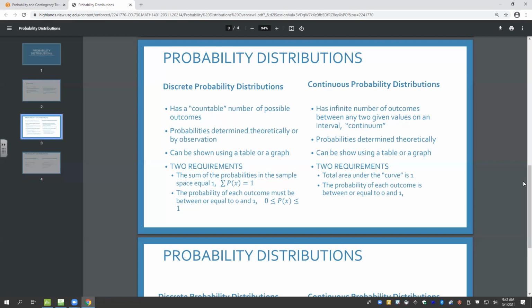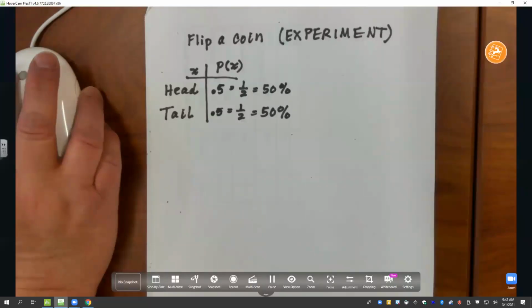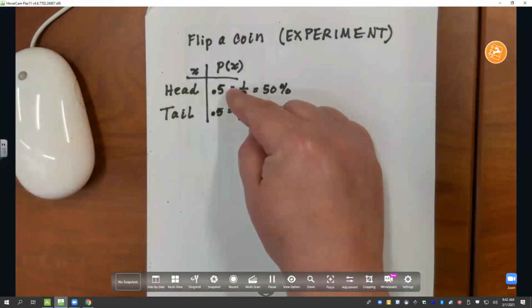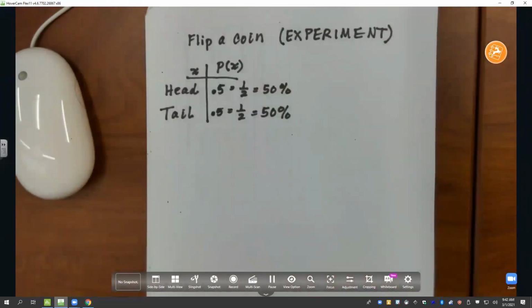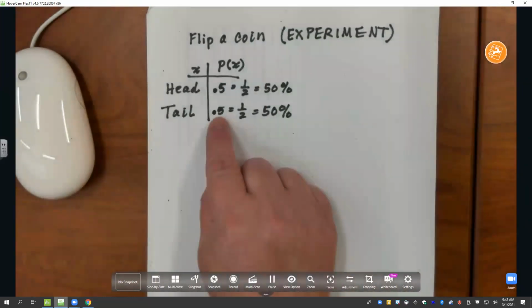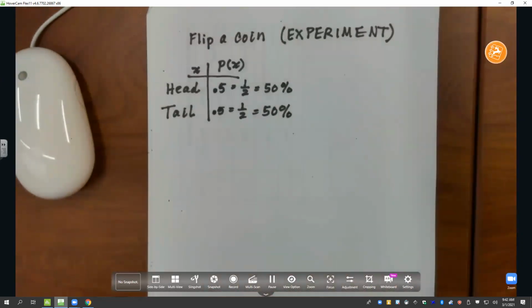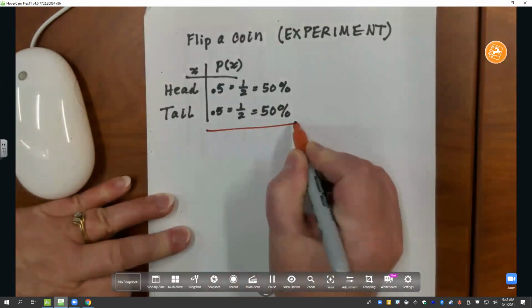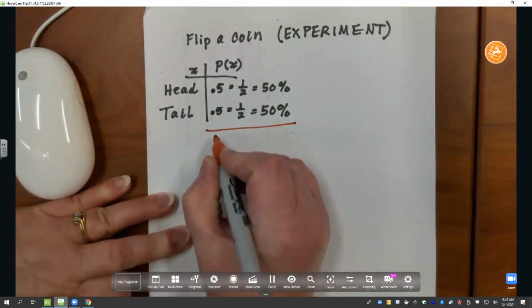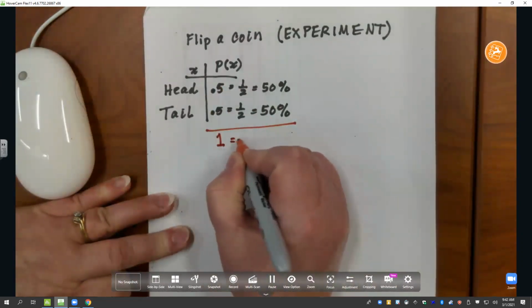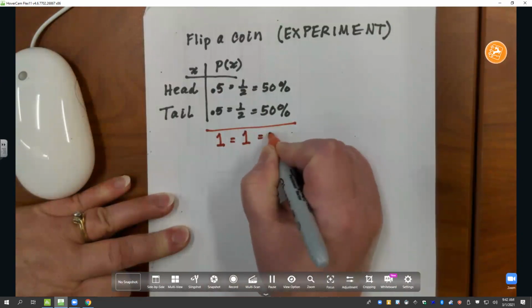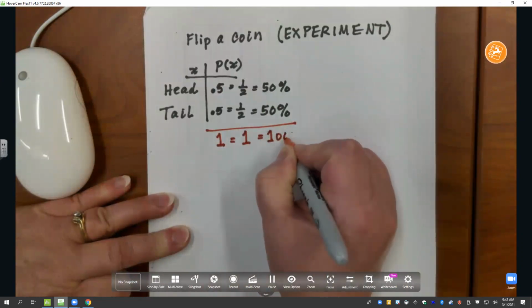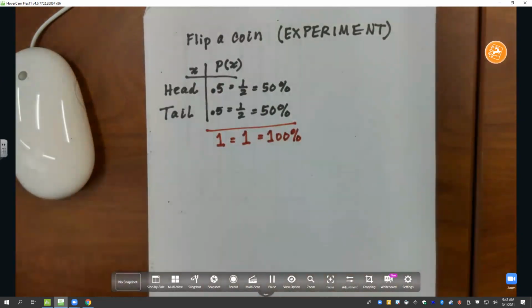And so I can kind of show that to you with our example here of flipping a coin. 0.5 is between 0 and 1. 0.5 again is between 0 and 1. And if we add those up, because those are the only 2 things that can happen, I hope you realize that 0.5 plus 0.5 is 1 whole, or 1/2 plus 1/2 is a whole, or 50% and 50% make 100%.